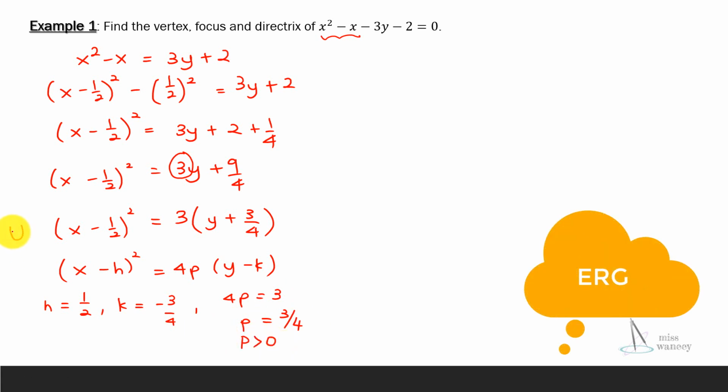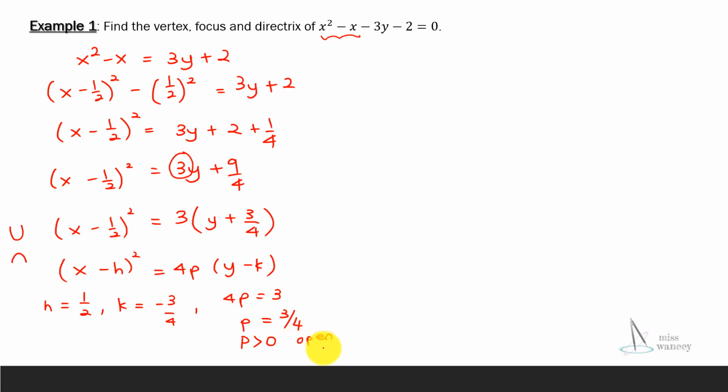With x squared, it can either open upward or open downward. Since p is positive, we know that this one is definitely open upward. Okay, so now let us see what the focus is.